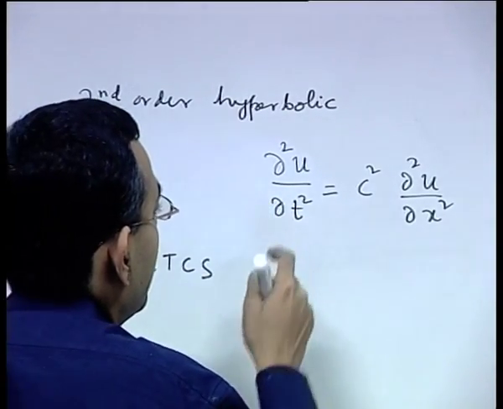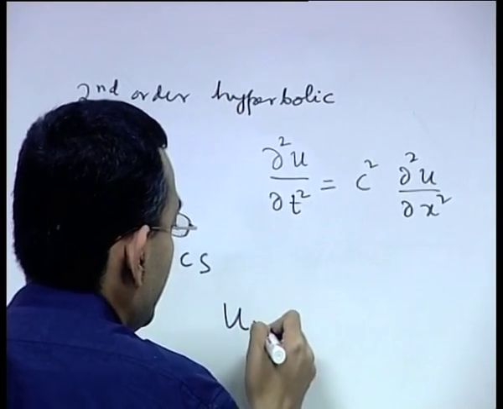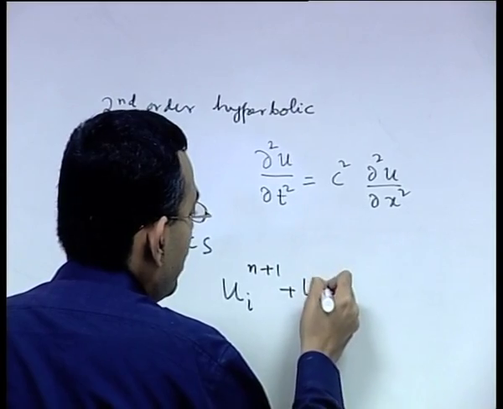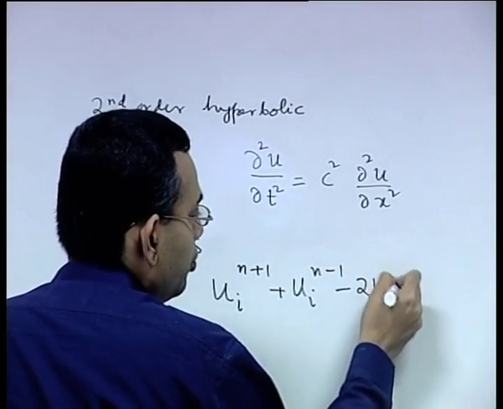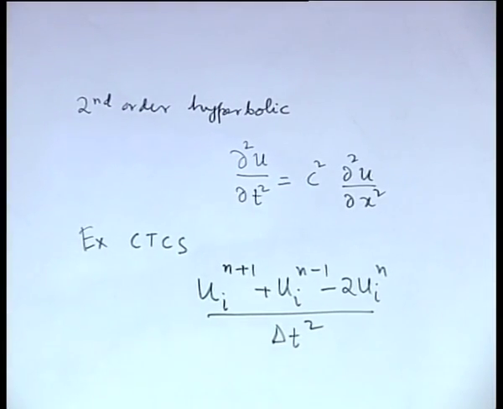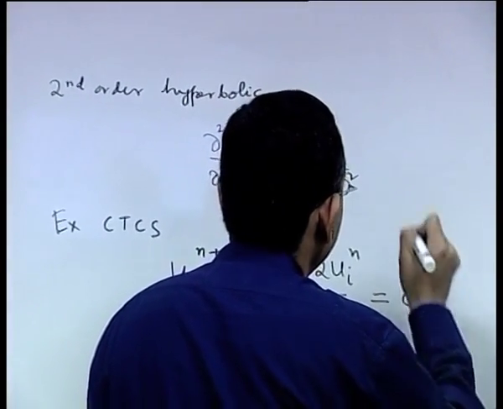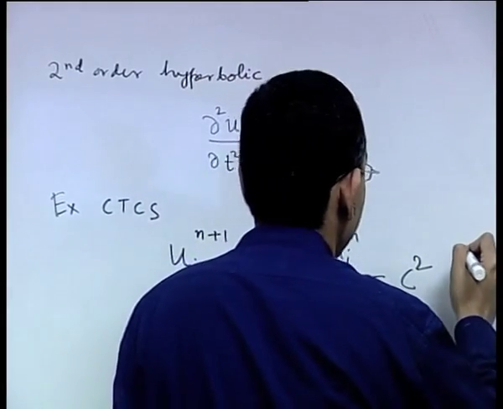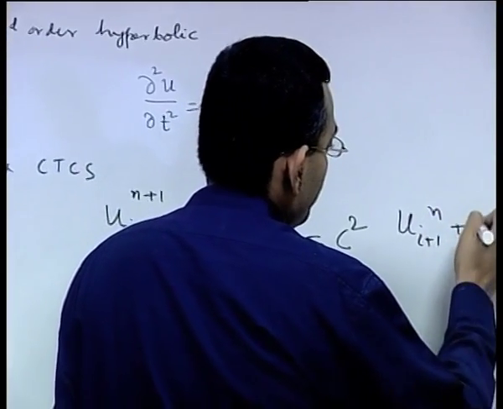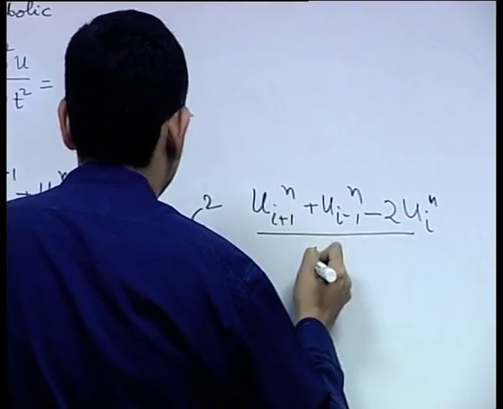If we discretize it, that means time will be central difference, space also will be central difference. So what will be the left hand side? u I n plus 1 plus u I n minus 1 minus 2 u I n divided by delta t square. Then this one, u I plus 1 n plus u I minus 1 n minus 2 u I n by delta x square.